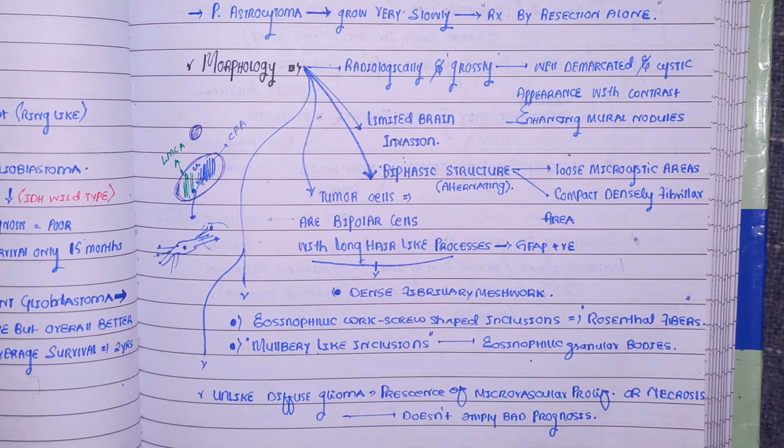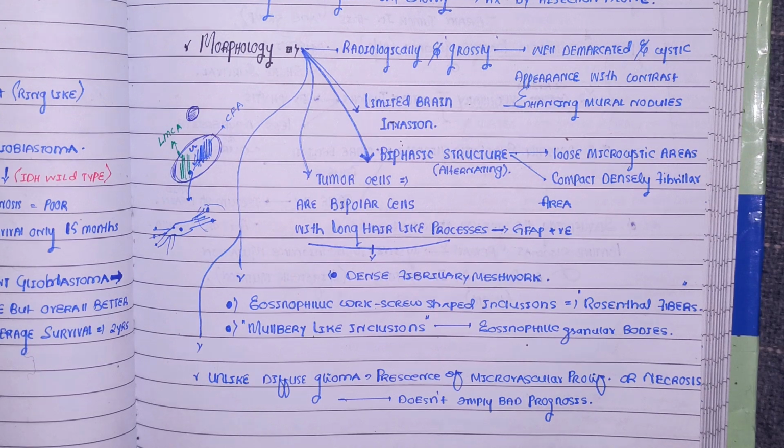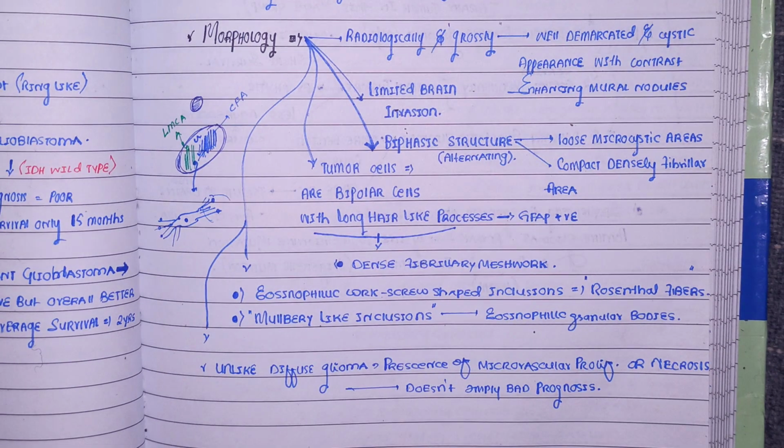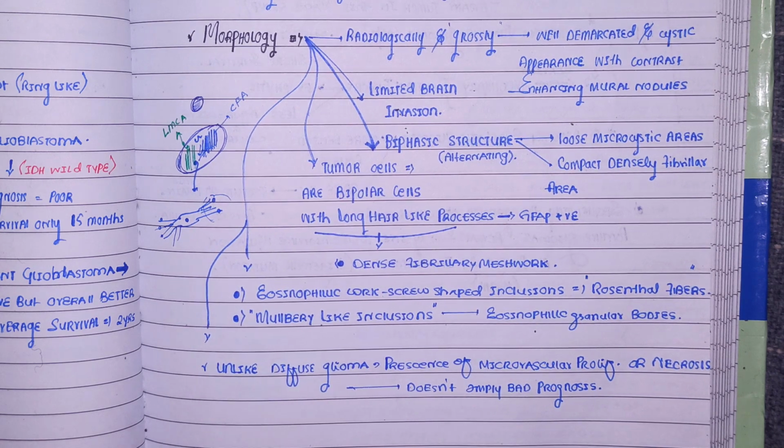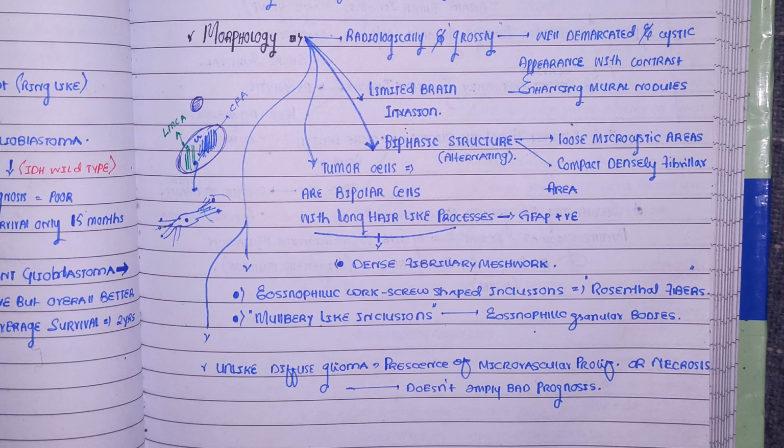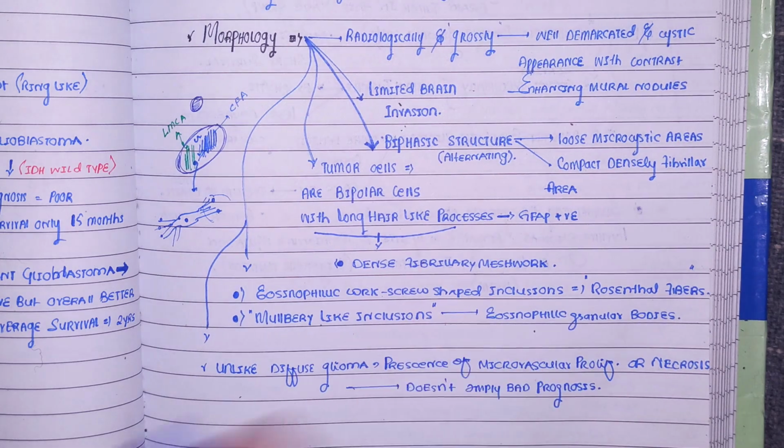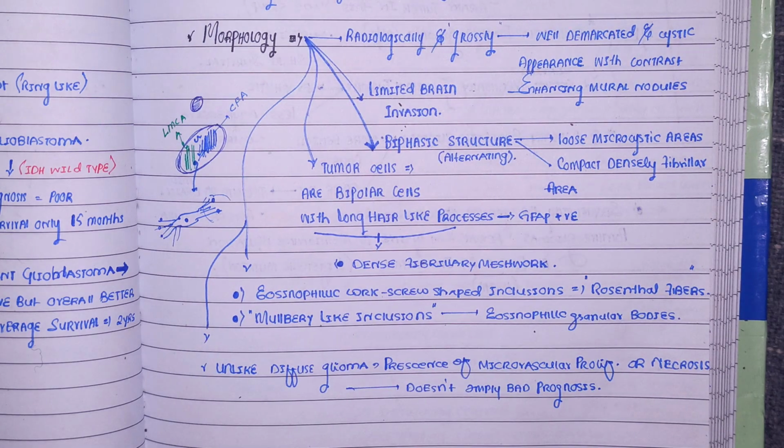Unlike the diffuse variety of the astrocytoma, presence of microvascular proliferation or necrosis doesn't imply a bad prognosis. You remember in case of the infiltrating diffuse astrocytoma, previously I told you there is the microvascular proliferation due to the release of VEGF, and the necrosis. But in this case, there is also the microvascular proliferation in this variety as well, but it does not imply bad prognosis.